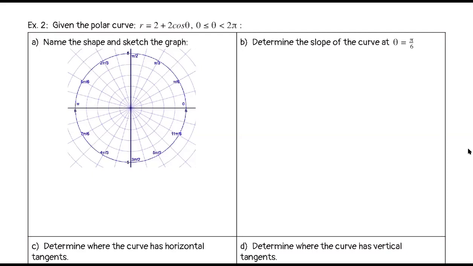All right, so when we take a look at this equation, we notice that we have an a plus b cosine theta. So automatically, we should be thinking this is in the family of the limaçons, okay?